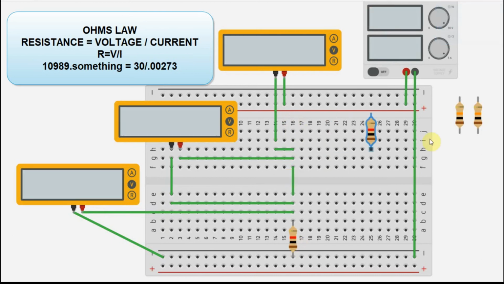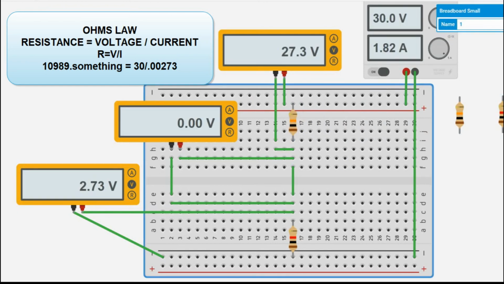Now we swap out the 1,000 ohm resistor with the 10,000 ohm resistor, and now we're going to calculate it the other way. In this case, it's resistance equals voltage divided by current. Our voltage is 30 volts. Our current is 2.73 milliamps, or 0.00273 amps. So 30 divided by that gives us 10,989 point something, which is pretty close to 11,000 or an 11K ohm resistor.